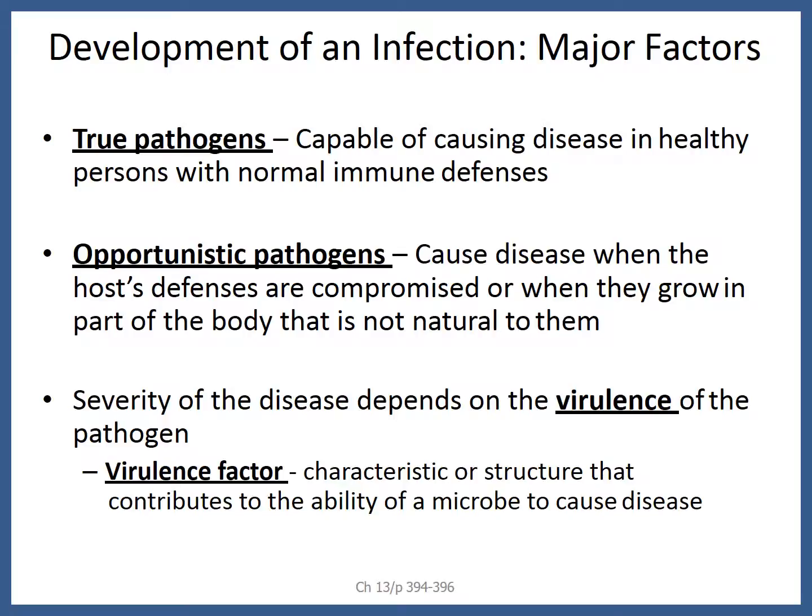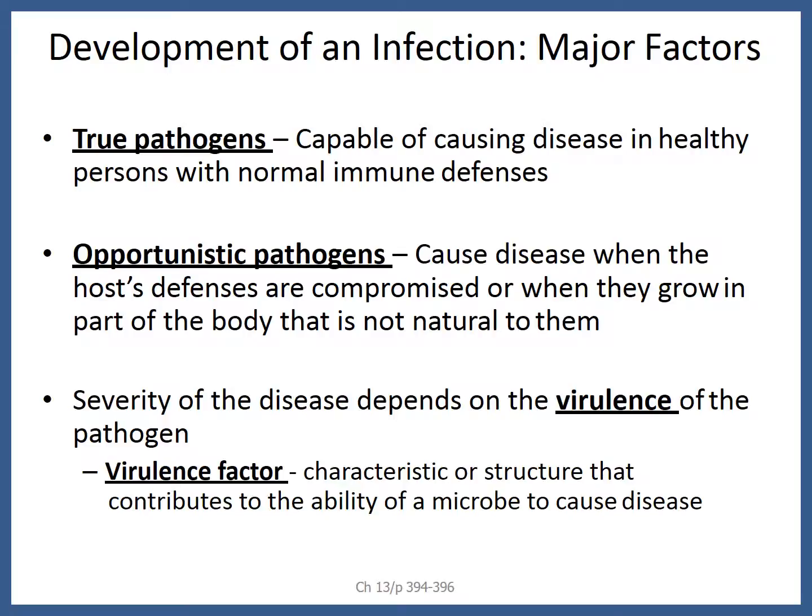Or they might be introduced into a part of the body that's not natural, so maybe due to some sort of hospital or medical procedure, you can now introduce pathogens that normally wouldn't be in a certain part of the body, but they're able to grow there. In other words, opportunistic pathogens, if we were working with them in the laboratory, we normally wouldn't expect that they could cause disease, but under certain conditions, they can.